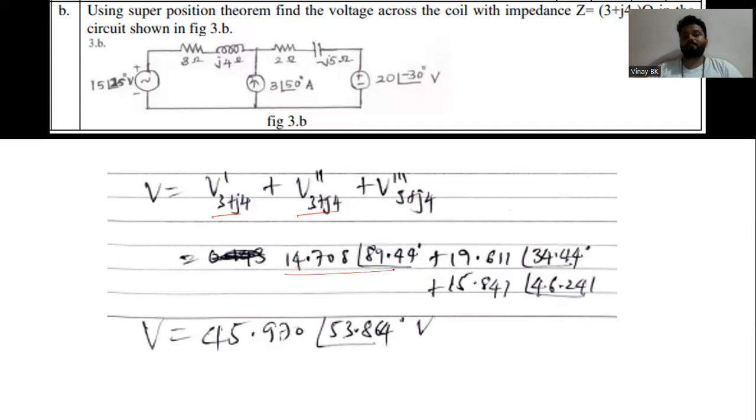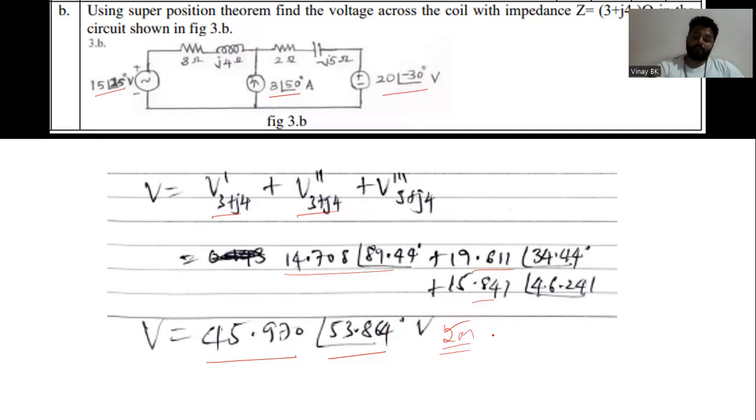You can substitute the values in rectangular or polar, but at the end you need to write the voltage and current in polar form. By substituting that in your calculator, you get 45.970 at an angle of 53.864 degree volts. And this is for 8 marks. Each step carries 2 marks: the first one 2 marks, the second 2 marks, the 3 at an angle of 50 degree 2 marks, and the total voltage 2 marks, total 8 marks.